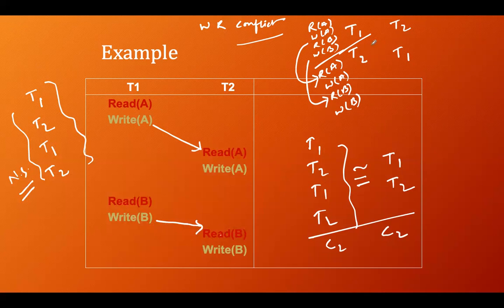Getting it? So T1, T2: T1 will execute first and then T2 will execute after that. It is an equivalent serial schedule of this non-serial schedule. So can I say that this non-serial schedule is serializable? Yes, it is serializable and it is conflict serializable.